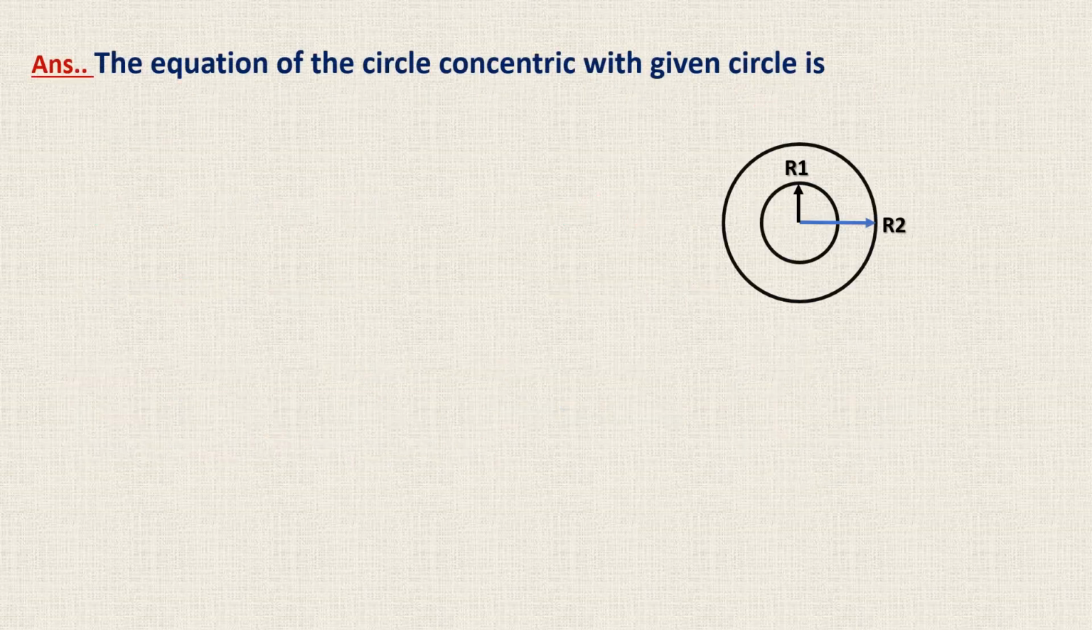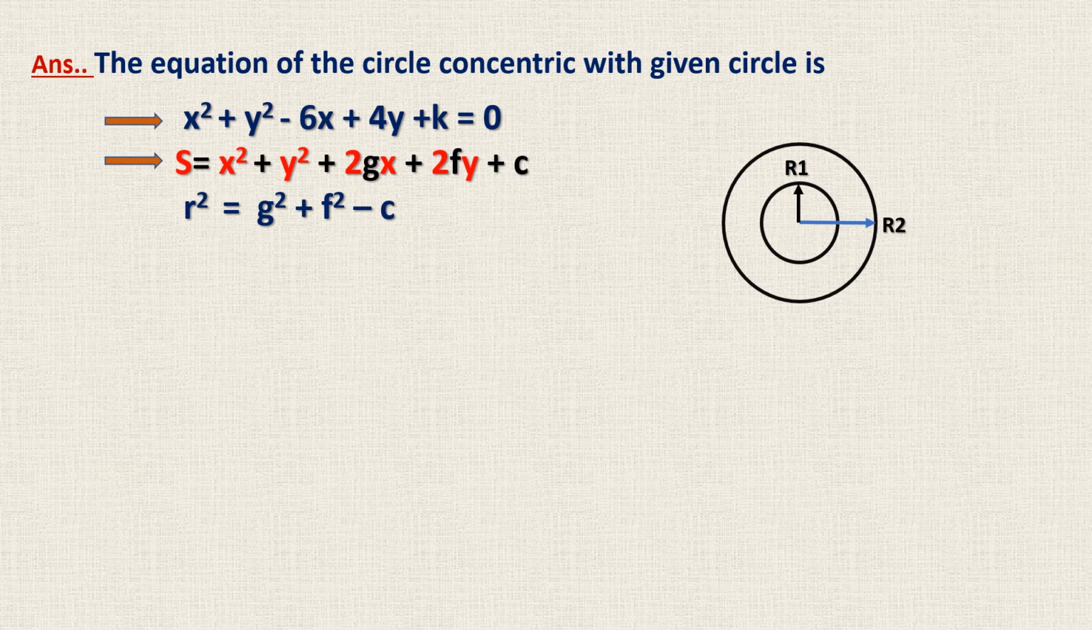The equation of the circle concentric with the given circle is given by x square plus y square minus 6x plus 4y plus k equal to 0. By comparing the equation of the circle with the general equation of a circle, 2g equal to -6, that implies g equal to -3, 2f equal to 4, that implies f equal to 2, c equal to k.